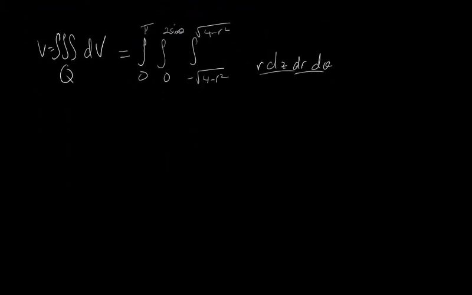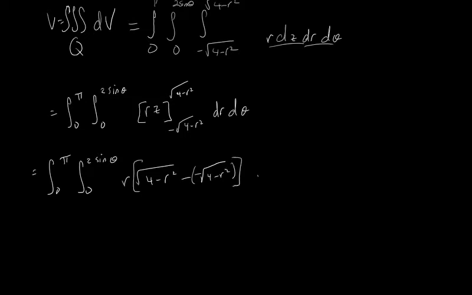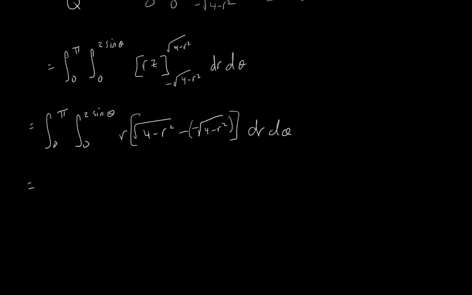So this is equal to the integral from 0 to pi of the integral from 0 to 2 sine of theta of r times z evaluated from negative root 4 minus r squared to positive root 4 minus r squared, dr d theta. Popping those in, we get r times the square root of 4 minus r squared minus the negative square root of 4 minus r squared. Simplifying gives the integral from 0 to pi, integral from 0 to 2 sine theta of 2r square root of 4 minus r squared dr d theta, since subtracting a negative makes it a positive.